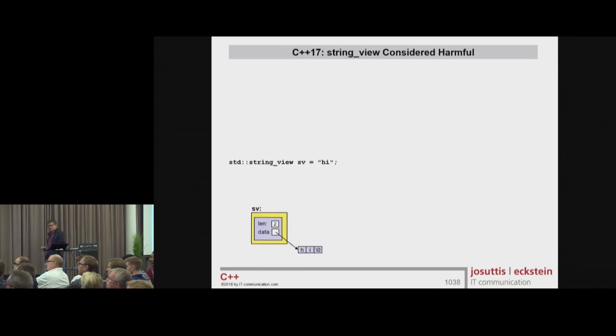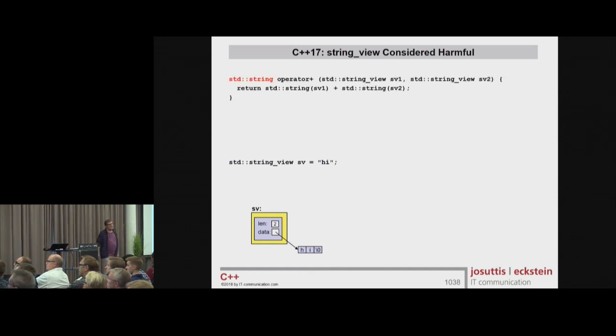So what we use here is a string view. A string view is something where you say, I have something that looks like a string, but it does not own the characters. So here's an example. That's my string view taking hi. Well, beware.